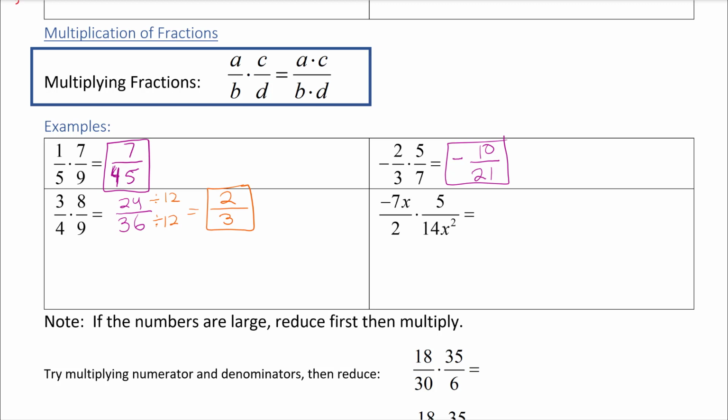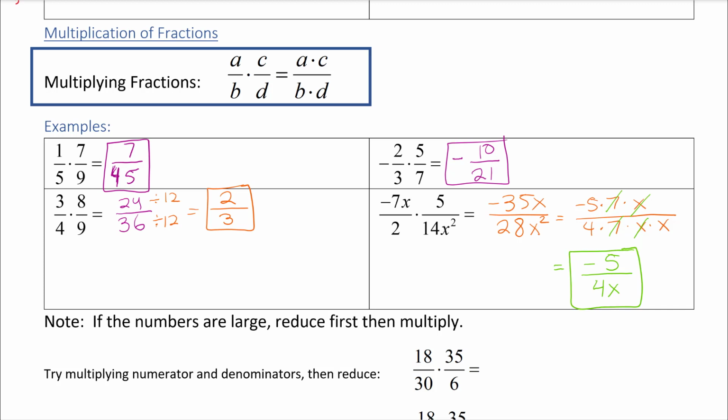Next, negative 7x over 2 times 5 over 14x squared. If I just multiply the tops, I'm getting negative 35x. Then I just multiply the bottoms, I'm getting 2 times 14, that's 28x squared. Now I can reduce this. The way I'm going to reduce it is use the prime factors. So 5 times 7 is 35. 28 is 4 times 7 times x times x. Now I know 4 can go down even further, and you could if you wanted to, but I noticed that it wasn't going to reduce, so I didn't bother doing it. On the top, I'm left with negative 5. On the bottom, I'm left with 4 times x, or 4x.